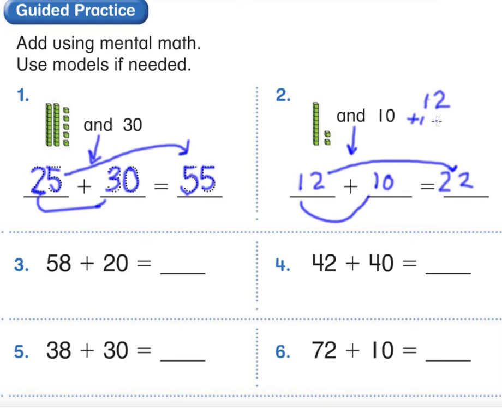12 plus 10. 2 plus 0 is 2, and 1 plus 1 is 2. So we get 22. We get 22 either way. Okay, now try number 3 all on your own. I'll give you guys a good minute.